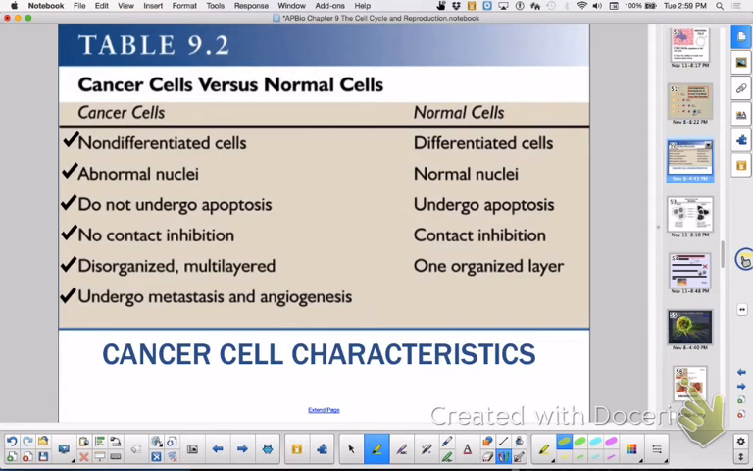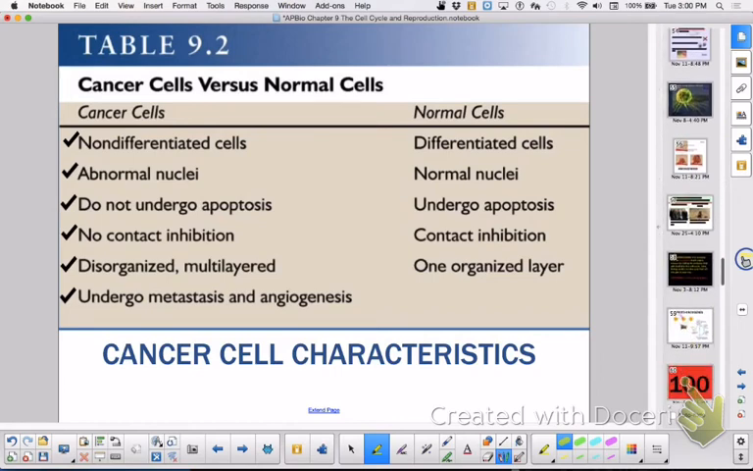We talked about how you could break it into normal cell and cancer cell, and this would be a good thing to be able to differentiate, okay? So they're non-differentiated. Make that make sense to you, because it doesn't matter where they go. It's not like they're a specific type of cell that can only function in that one area. By not being differentiated, they can function in many different environments within your body. Abnormal nuclei, you know it's abnormal because you have bad DNA coding for bad proteins. They're not dying. They're not undergoing apoptosis when they should. When they're crowded, they still keep growing. They're multi-layered, disorganized. It's not a mass that is doing a certain purpose, like a tissue in one area. And they can spread and get other blood vessels to grow towards them.